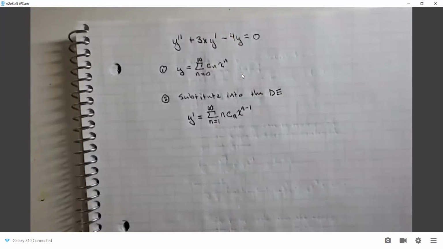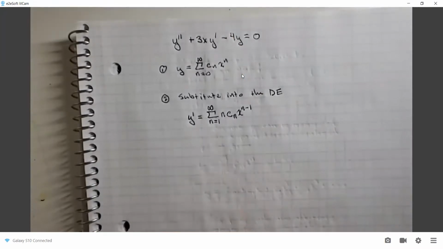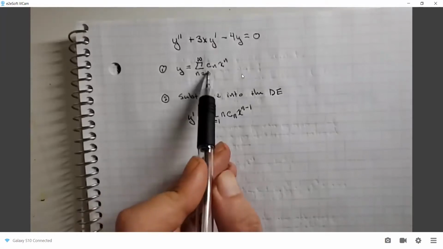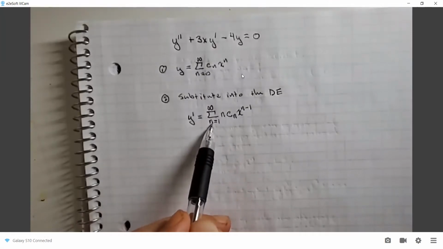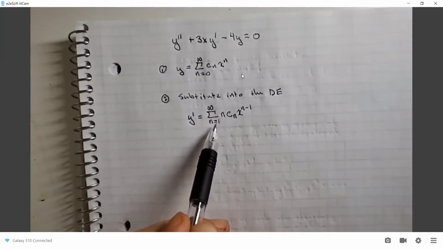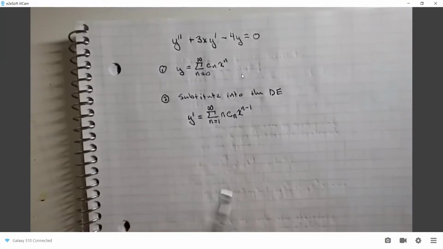Why is it suddenly going from 1 to infinity instead of 0 to infinity? Because the 0 term is 0. Or you could say it goes away. The 0 term is a constant, and the derivative of that is 0, so I don't really need to keep it around. This would work just as well if I kept it at n goes from 0, because that term would be 0, but I think it's more polite to write it like this.